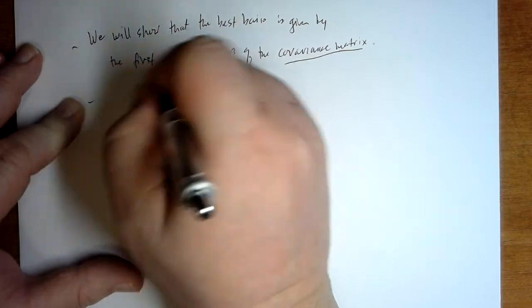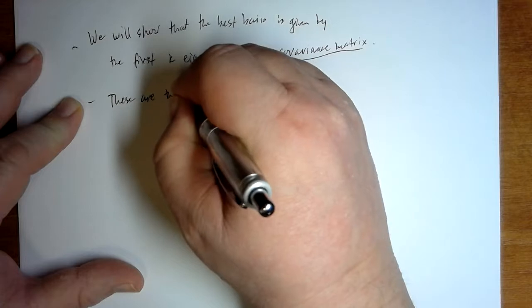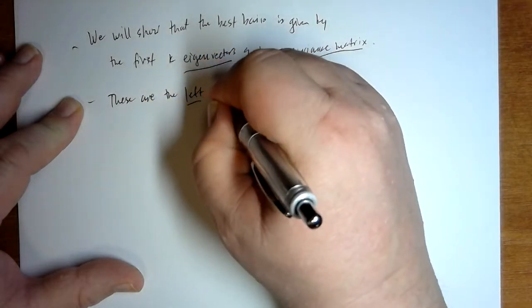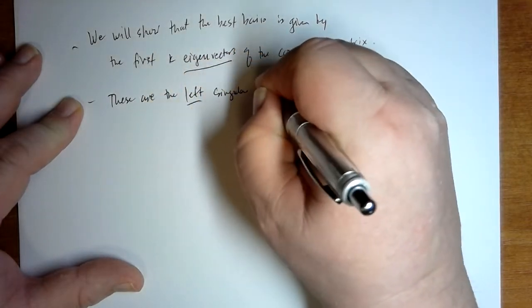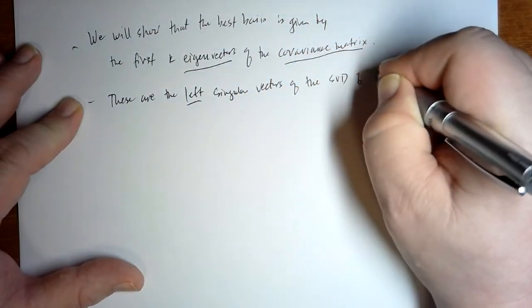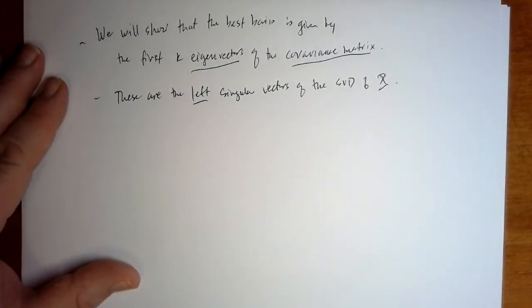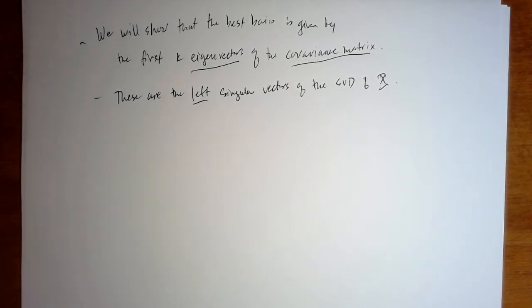Rather, it turns out that these are the left singular vectors of the SVD of X, the data matrix. And again, those are the best basis vectors. We're going to need to prove that a little bit. It's kind of a magical statement right now. All right, so how are we going to show that?